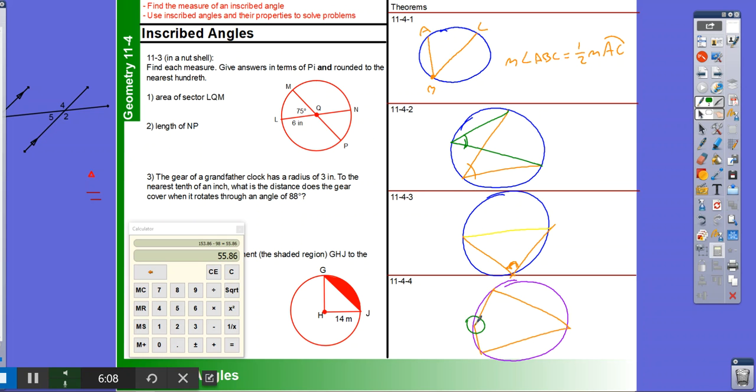If I add this angle and this angle together, let's call this A and this B, the measure of angle A plus the measure of angle B is equal to 180 degrees. They are supplementary. Let's call this C and this D, same idea. The measure of angle C plus the measure of angle D is also going to be equal to 180 degrees. That means in a quadrilateral with all of the vertices on the circle, opposite angles are supplementary.